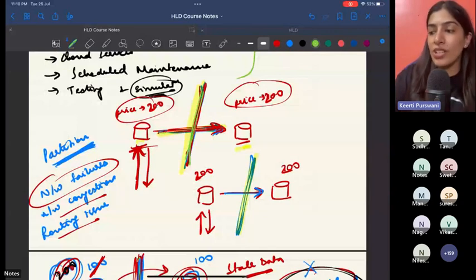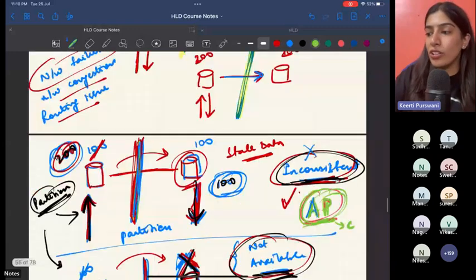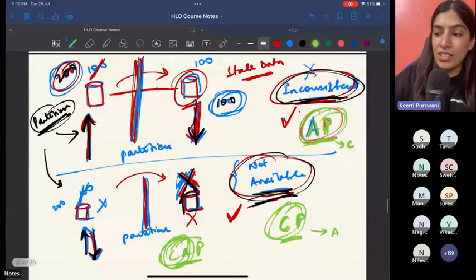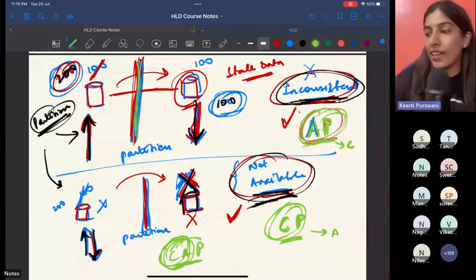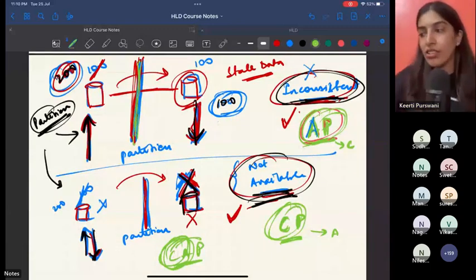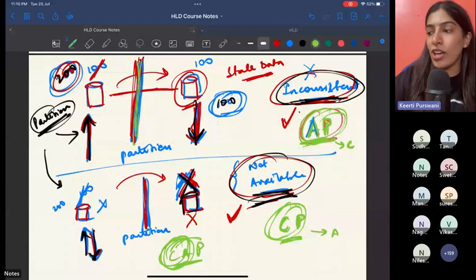Basically, your two components are unable to talk to each other. Partition has happened. Then we talked about that if a partition happens, then either I can support availability. So I am supporting what? I am supporting availability and partition tolerance. So my system is inconsistent. I am letting C go for a toss.